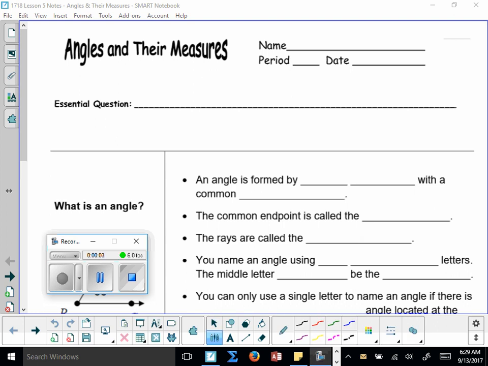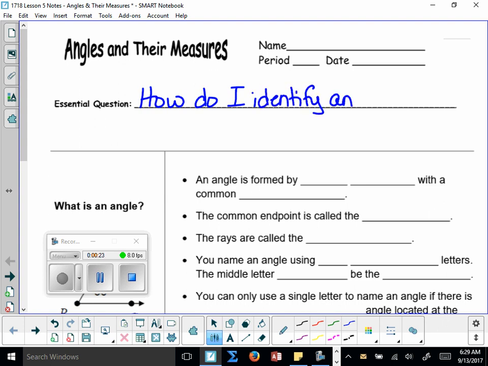Our next lesson deals with angles. There's quite a bit of this you learned in elementary school, but there are some new things in today's lesson, so make sure that you're paying attention, please. How do I identify and measure angles?